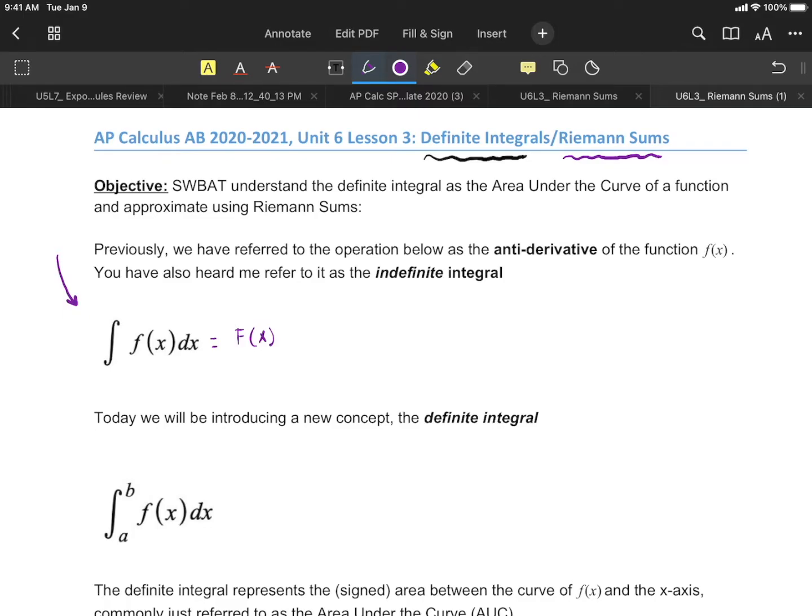Today we're going to be introducing a new concept known as the definite integral. And these things are going to be related in kind of a mind-blowing way, but we're just not quite ready for it yet. We need to build them up first, and then we're going to show how they're related.